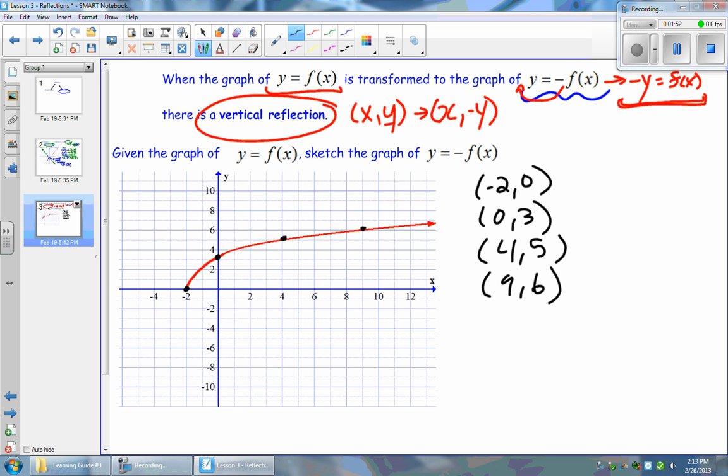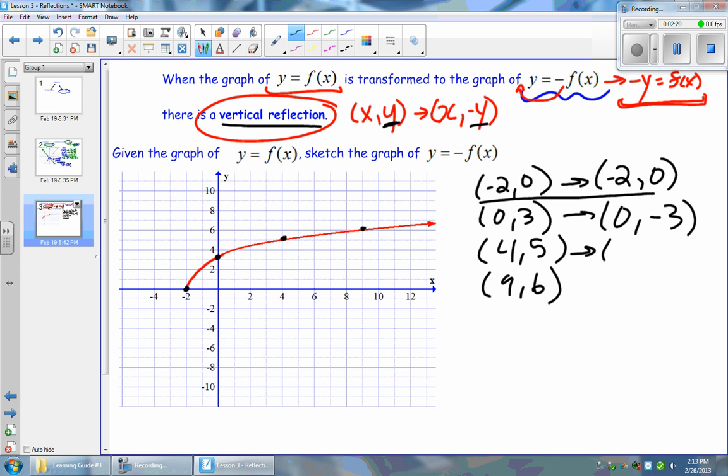Now we're going to apply our transformation, and our transformation, remember, is a vertical reflection. What happens under a vertical reflection? Well, all my y coordinates become negative, and all the x coordinates stay the same. My first point is going to become negative 2 comma 0, because the negative of 0 is simply 0. Notice this point didn't really change. 0 comma 3 becomes 0 comma negative 3. The next point becomes 4 comma negative 5. And finally, this last point becomes 9 comma negative 6. So all my y values became negative, and all the x coordinates stayed the same.